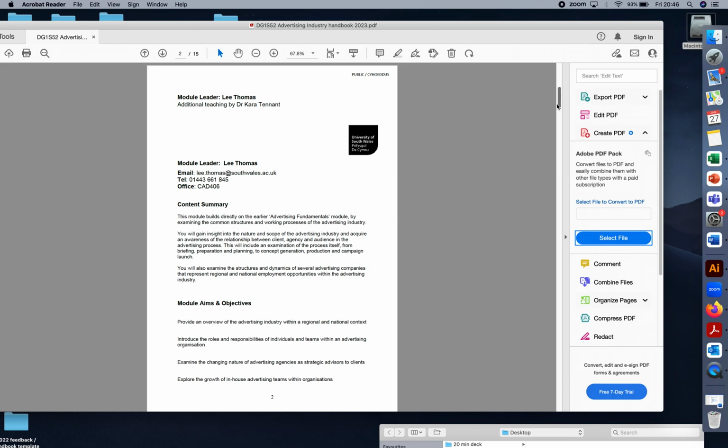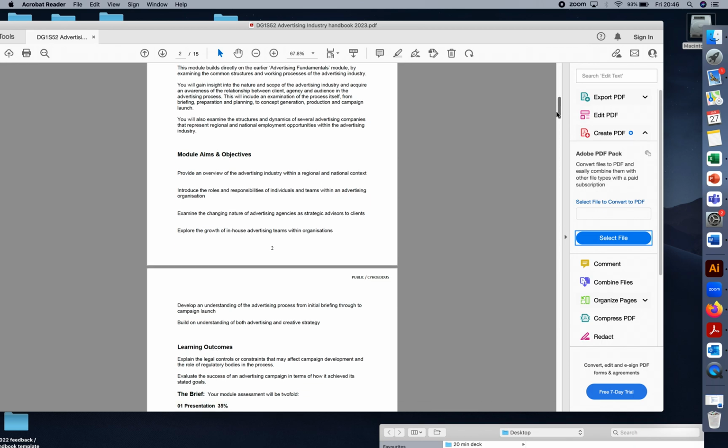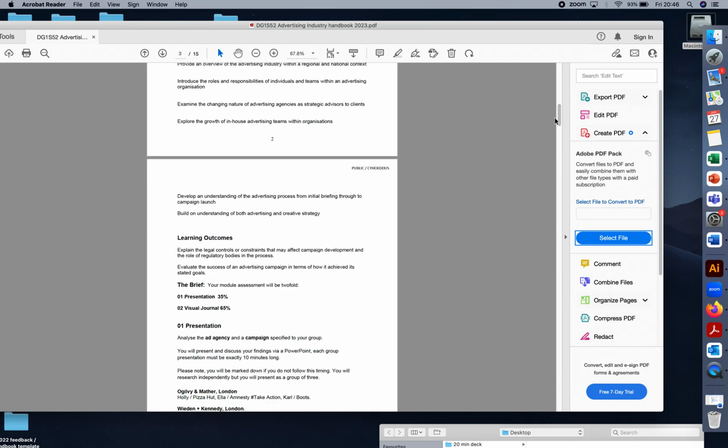So a lot of people now are having their own in-house teams, big brands having their own in-house marketing, comms, and creative teams. So again, we'll be covering that over the 12 weeks. And again, other outcomes such as developing an understanding of the process. So we're going to get some guest speakers in from agencies, and again, build on the understanding of advertising and creative structure. So again, it's things we covered last semester in your fundamentals module.